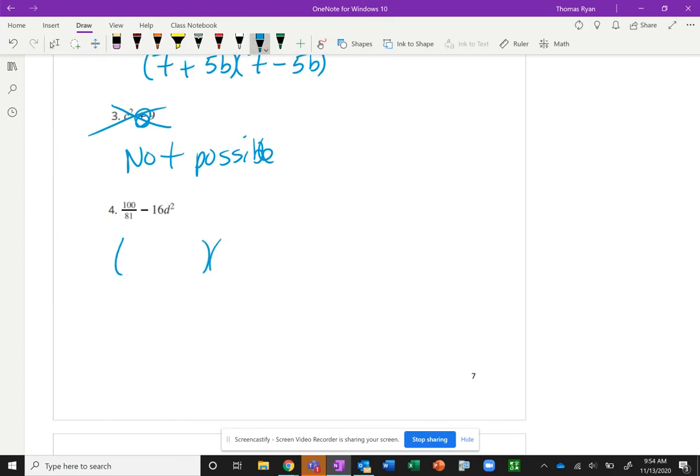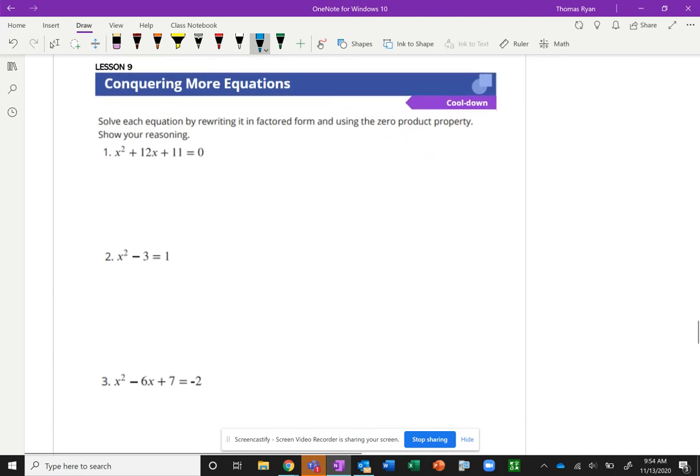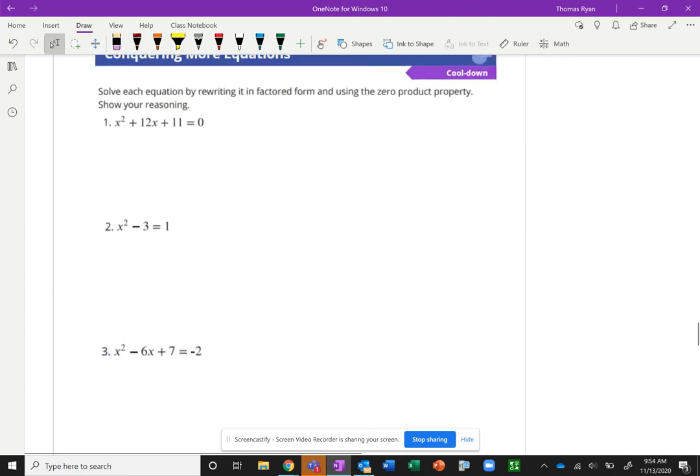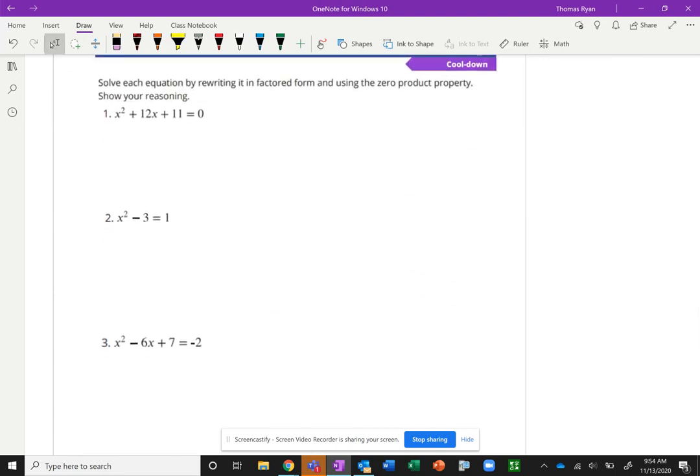Last one, don't get scared. So what? 100, 81, 16. Those are all nice numbers that are perfect squares. 10 times 10 is 100. 9 times 9 is 81. 4 and 4 will give us 16. d times d will give us d squared. A one a plus, a one a minus. Look at us go. Yeah, you want us to solve 3 equations here? Yeah, I'll do it. Here we go.